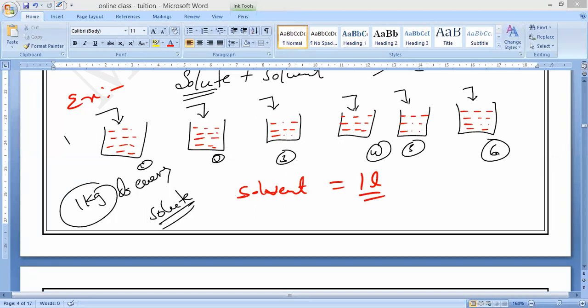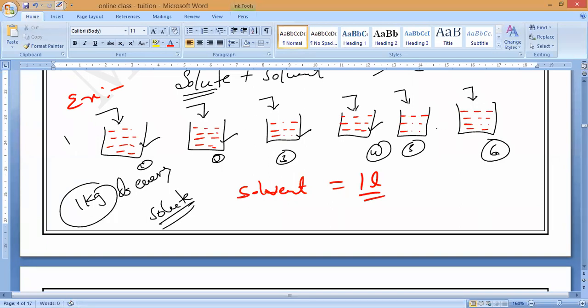So here the amount of solvent is the same everywhere, 1 liter of solvent in each. If you take sugar, suppose 10 grams may dissolve. Salt may dissolve 15 grams. If you take another thing, it may dissolve 20 grams. Another may dissolve only 5 grams. So is the amount of solute dissolving the same or different? That is what I am asking. Different.